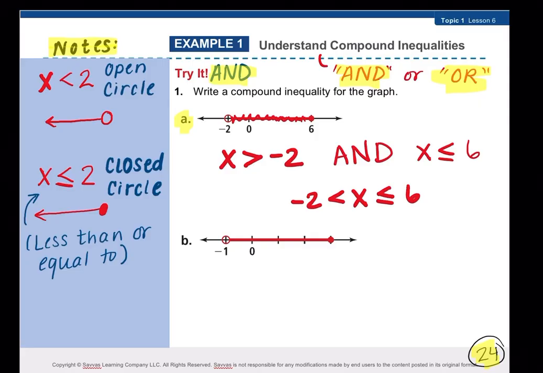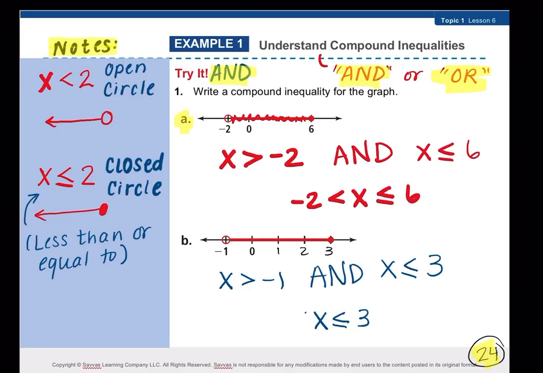So I do see that for B, x again has to be greater than -1, not equal to because it's an open circle, and also x has to be less than or equal to, I don't know what that number is. If I keep continuing on my number line using one digit, it looks like it would be 3. So again, if I wanted to put that together into one statement, x would be less than or equal to 3 and x would be greater than -1. And again, I like that because it looks just like my graph.